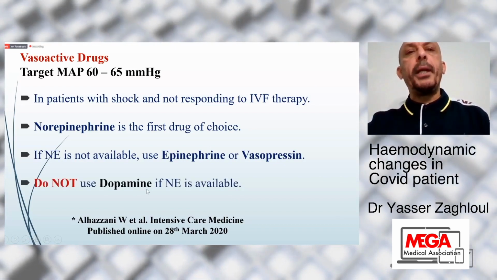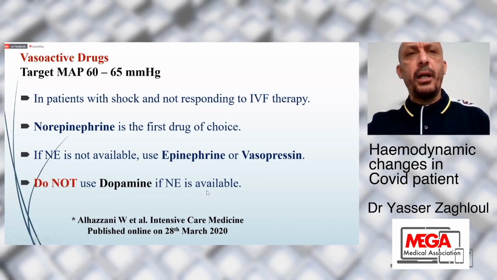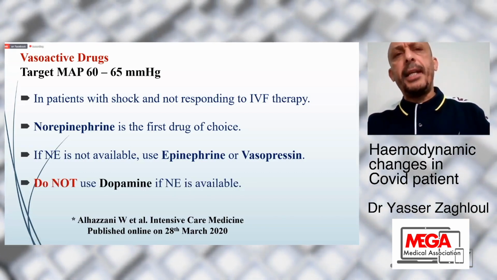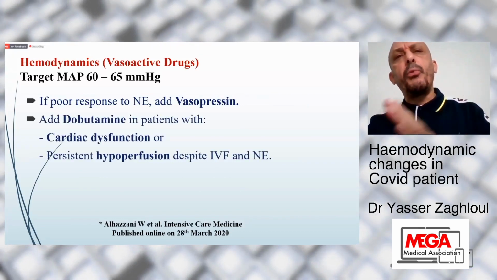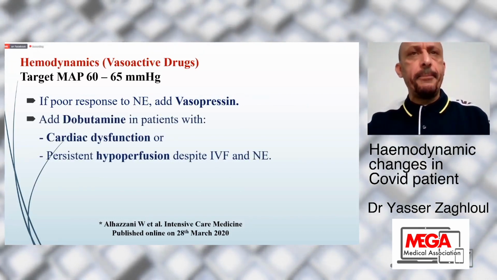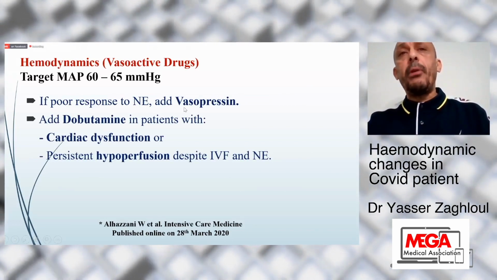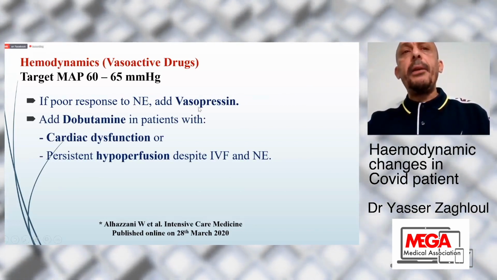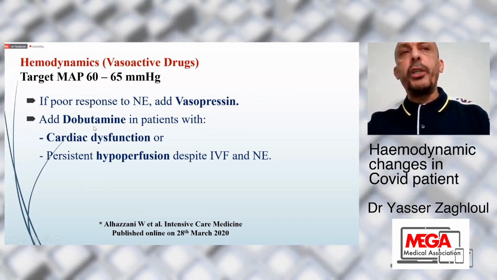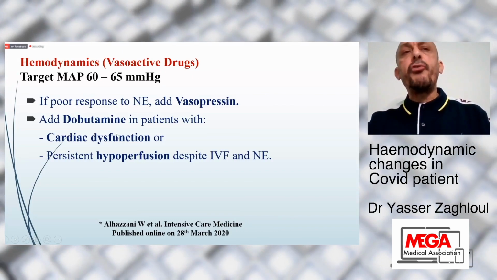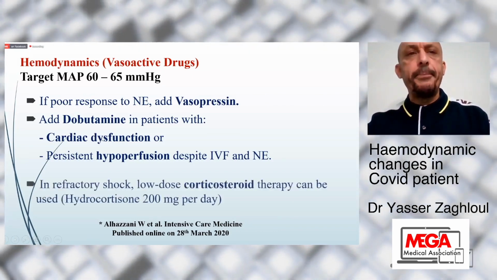Don't use dopamine if nor-epi is available. So nor-epi is the first drug. Dopamine, as you know, may cause tachyarrhythmia, and it is used in patients with a tendency for bradyarrhythmia. If the patient is not responding to nor-epi, you can add vasopressin. If the patient still has cardiac dysfunction or hypoperfusion, dobutamine can be added. Usually in patients with low ejection fraction, dobutamine is a good choice.